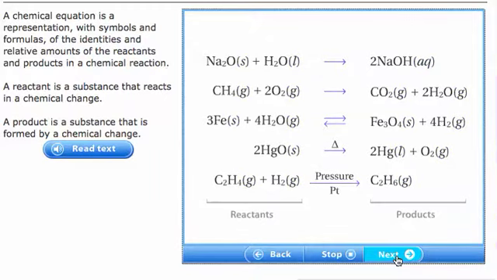Products and reactants are separated by an arrow indicating the direction of the reaction. If arrows point in both directions, the reaction is reversible. The products of this reaction can undergo another reaction that turns them back into the starting materials. If something is required to make the reaction progress, such as heat, pressure, or a catalyst, it is shown over or under the arrow.